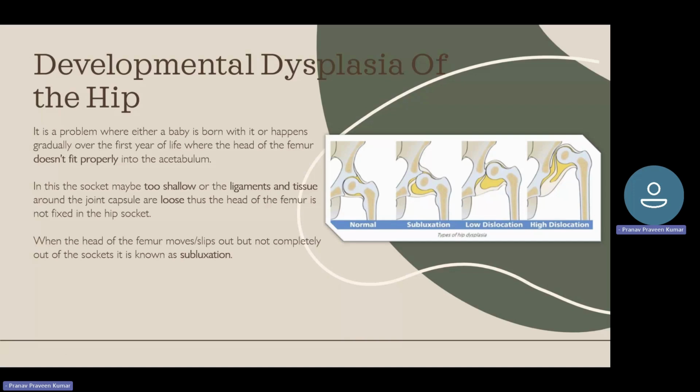So if the femur slips out a bit and is not completely in the socket but not completely out of the socket, it is known as subluxation. And as you can see in the picture, if it progresses even more, it can lead to dislocation, and in a severe case, high dislocation. And the way to cure it is basically only surgery, where they would deepen the socket, and that's about it.